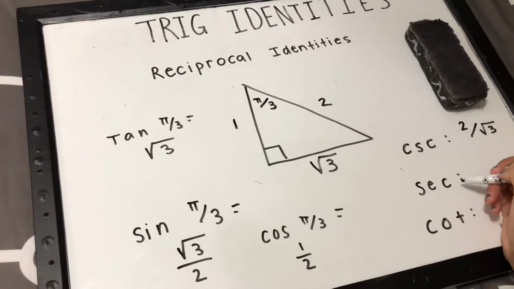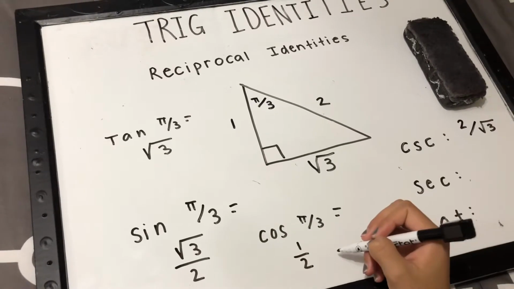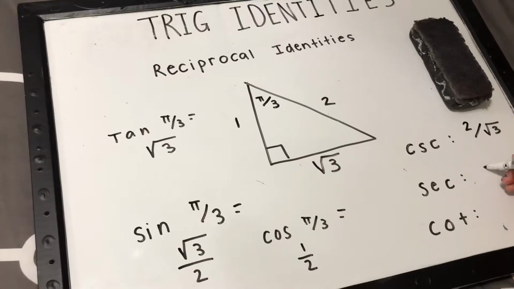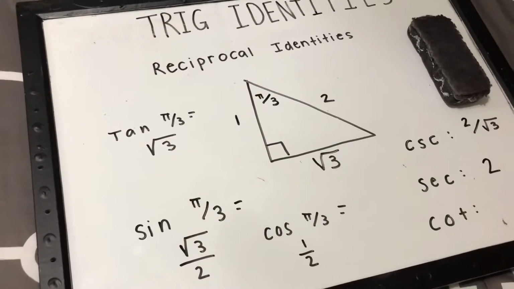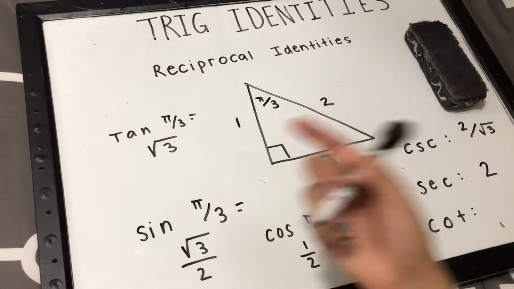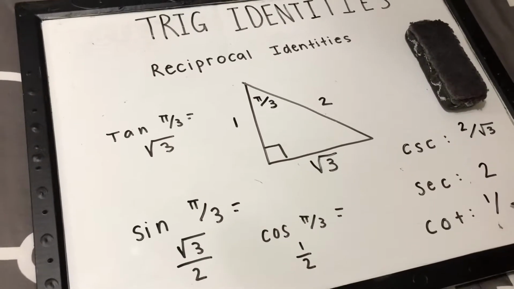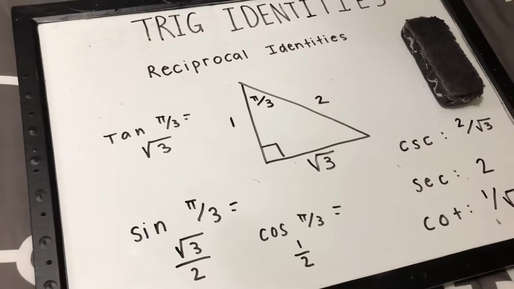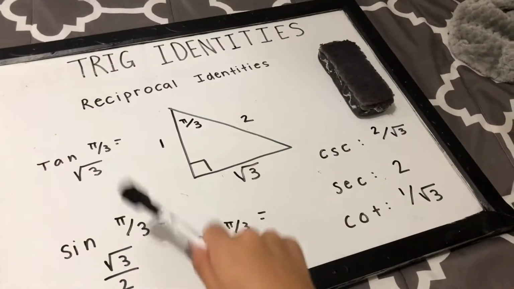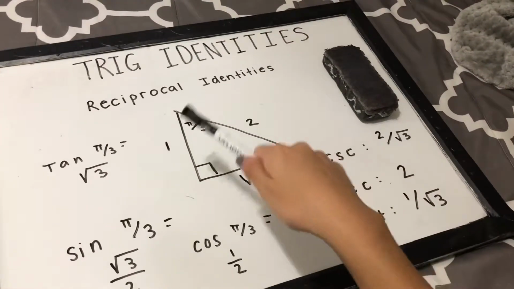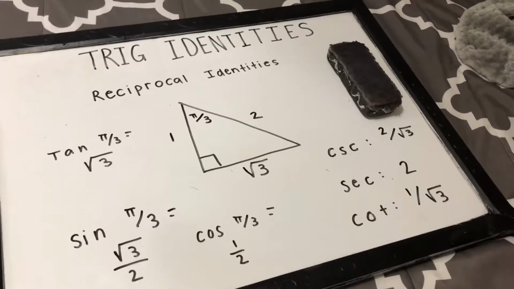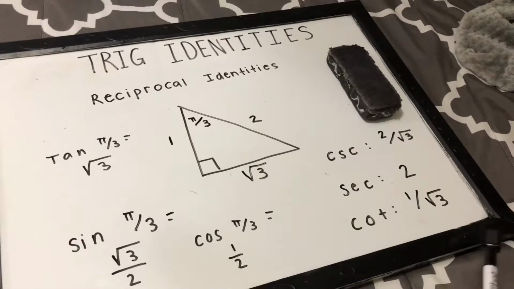The secant is the reciprocal of cosine, which is 1/2. So the secant of pi over 3 would be 2. And the cotangent would be 1 over root 3, since it is the reciprocal of tan. This could be helpful when given the sine of an angle in a certain case, whatever that may be, and if they ask you to find the cosecant, then you know what to do.